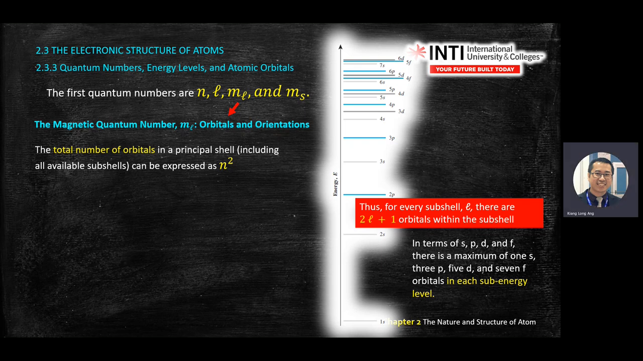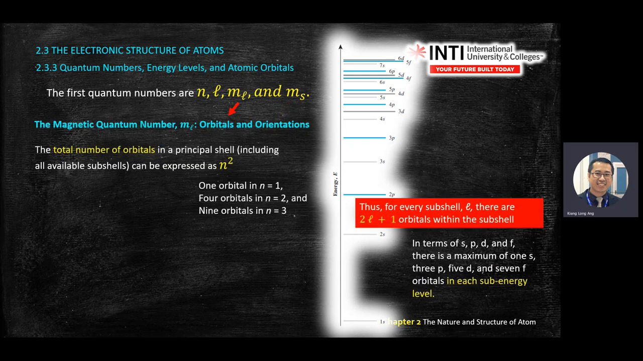Then, can you calculate the total orbits? Yes, the number is n squared. Total orbits equal n squared. What does it mean? For example, n equal 1, total orbit 1, n squared is 1. For n equal 2, n squared is 4, so we have 1, 2, 3, 4. For n equal 3, n squared, you get 9: 1, 2, 3, 4 plus 5, you get 9, and so on. The more n you have, the more orbits you have. So two equations for the first session.